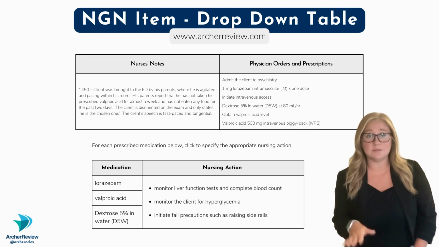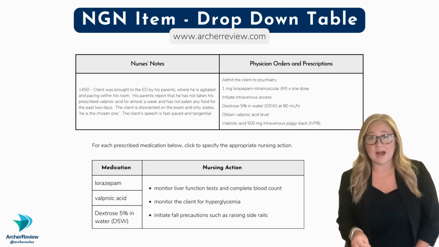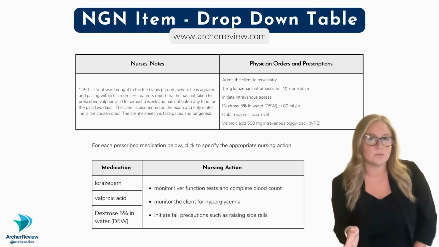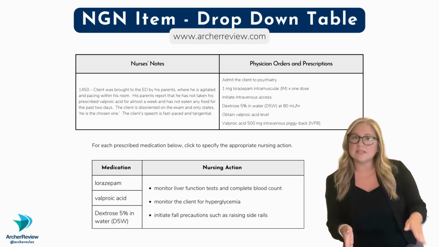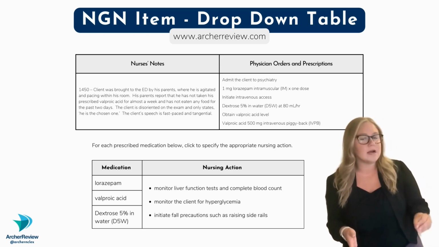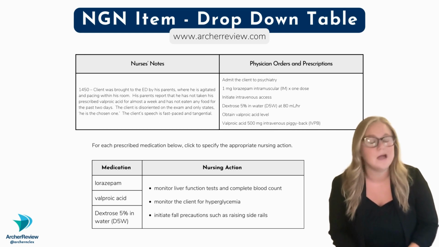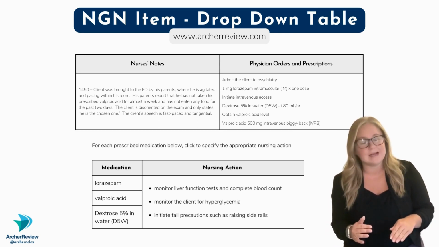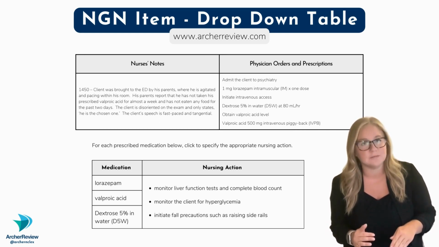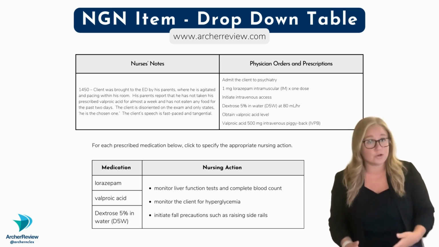So for a drop-down table NGN item, you're going to have a list of items to the left. Here we have medications. And then when you click to the right, certain things are going to drop down and you'll have to pick one of them. I want you to think of this simply as a list of multiple choice items. Start one at a time and work your way down.